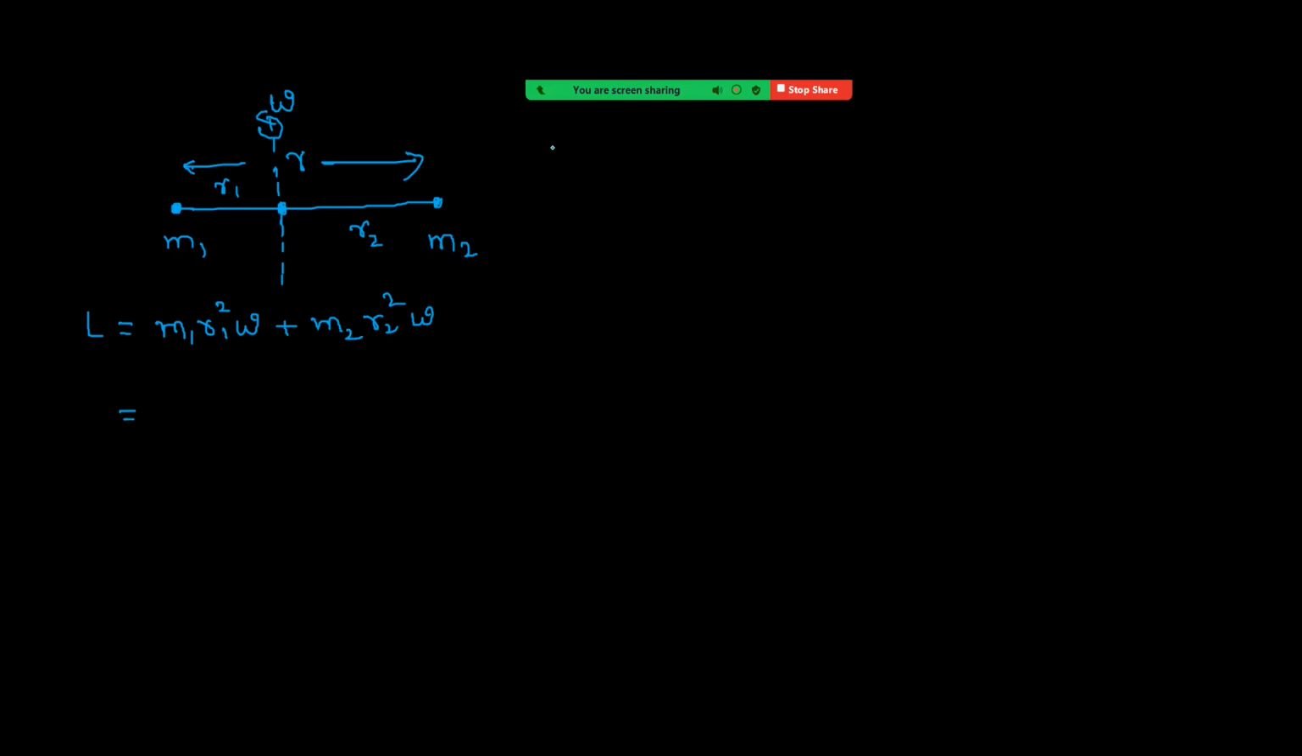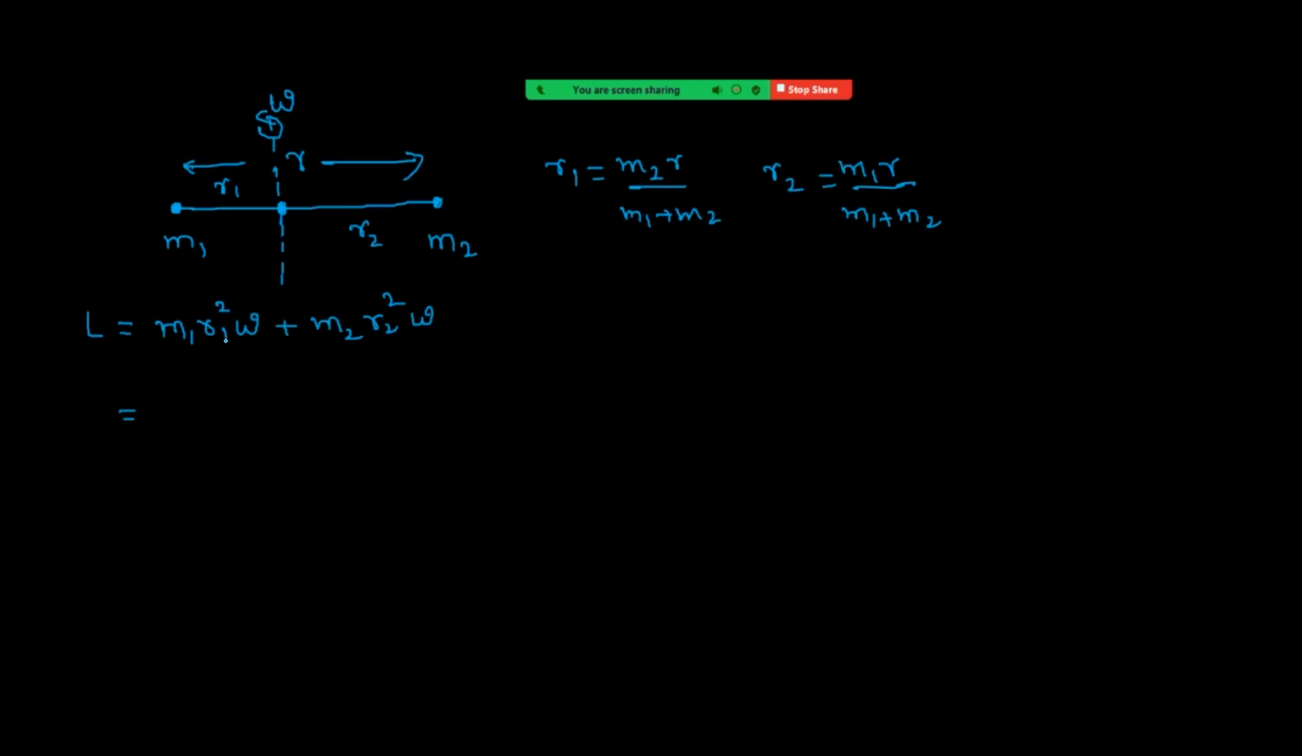And we know that r1 equal to m2r by m1 plus m2, r2 equal to m1r by m1 plus m2. This is what we have learned in center of mass, right?